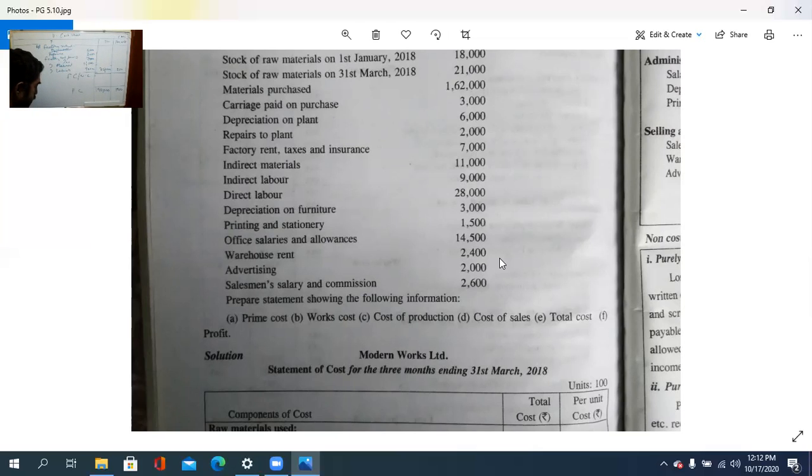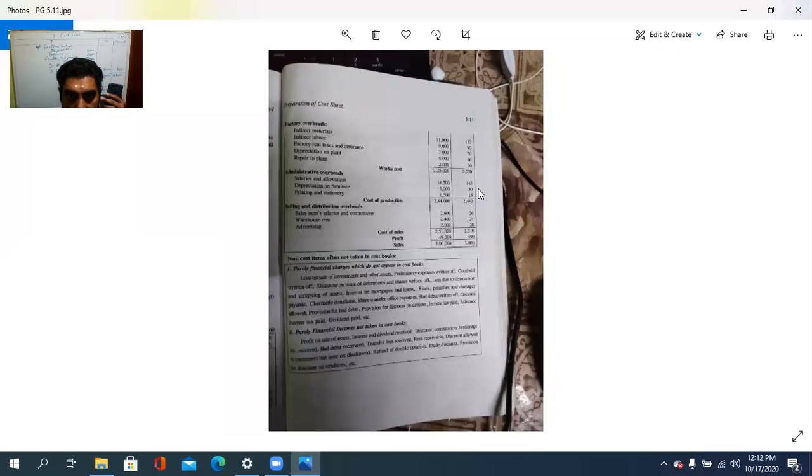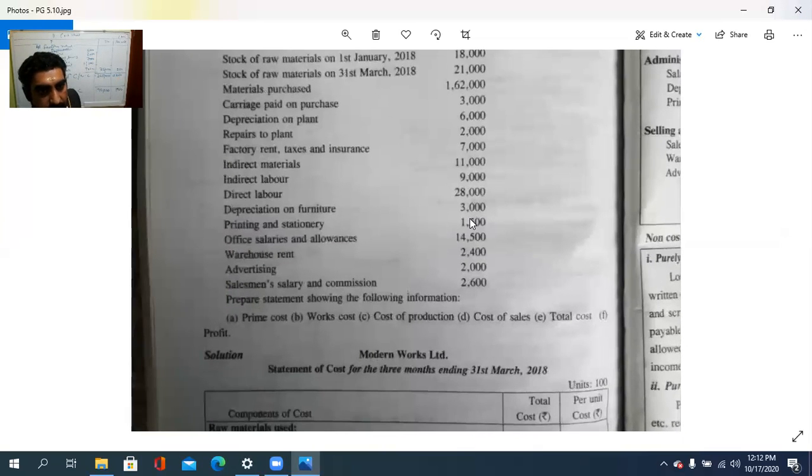plus 1,90,000. So 2,25,000. So it is 2,250 per unit. That is the prime cost. Sorry, factory cost. So we will check whether it is 2,250. 2,25,000 is the factory cost. Then comes what?